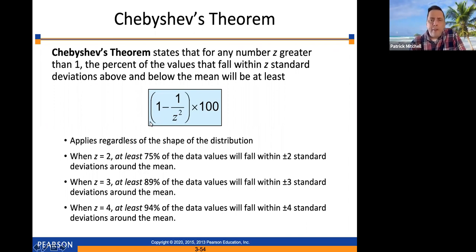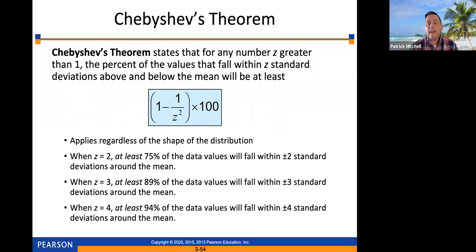So for example, if I plug z equals 2 in there, let's try to do this in our heads. I don't think it'll be too hard. If I replace z with 2, 2 squared is 4, 1 over 4 is 1/4, 1 minus 1/4 is 3/4. 3/4 as a percentage is 75%. So this says that when z equals 2, at least 75% of the data values will fall within 2 standard deviations of the mean.